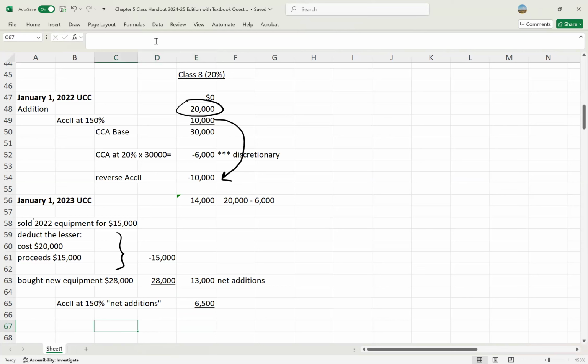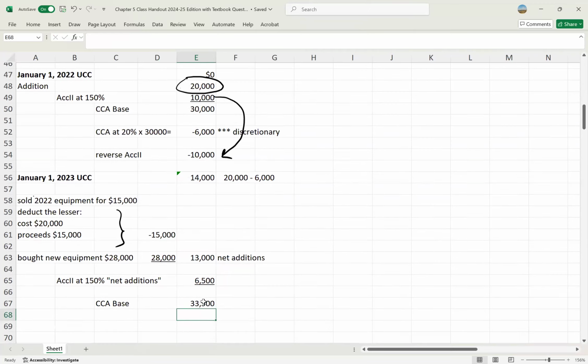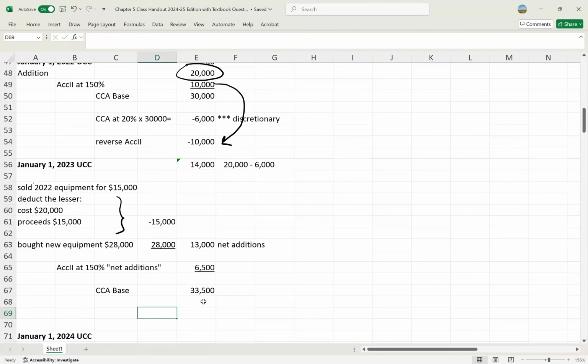So then what is our CCA base? If we think about our CCA base, we started with 14,000. We add the net additions of 13,000. That 13 includes what we sold plus what we bought. We add the accelerated investment incentive. We bump it up, but only 50% of the 13,000. So the CCA base then is going to be 33,500.